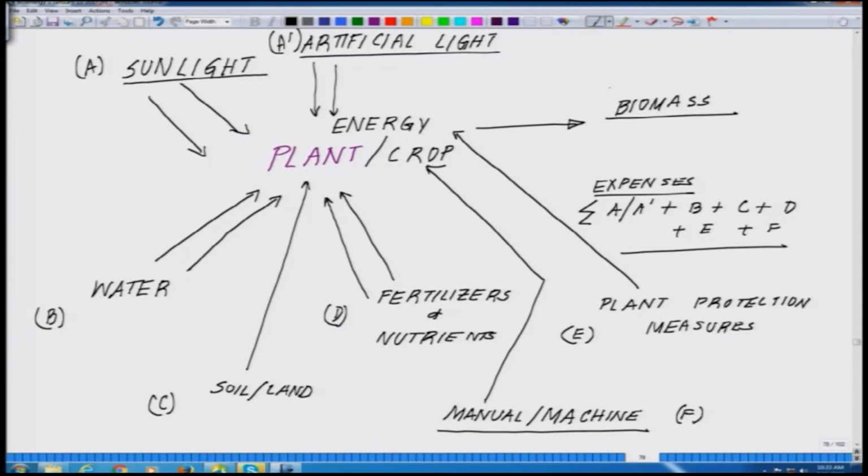Now what you are producing is biomass. What is the form of biomass you are getting? That is what we are going to discuss today. Either it will be starch or some other simple carbohydrate like sucrose.